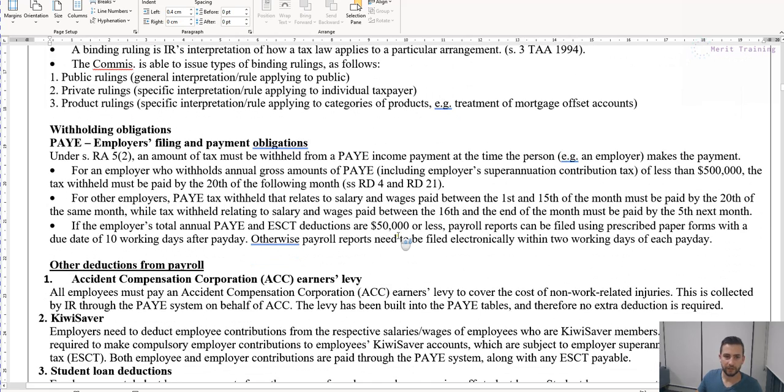Right? Okay, so next issue is, we're no longer talking about Commissioner's powers, we're just talking about general issues within the New Zealand tax framework. So it's about withholding obligations.